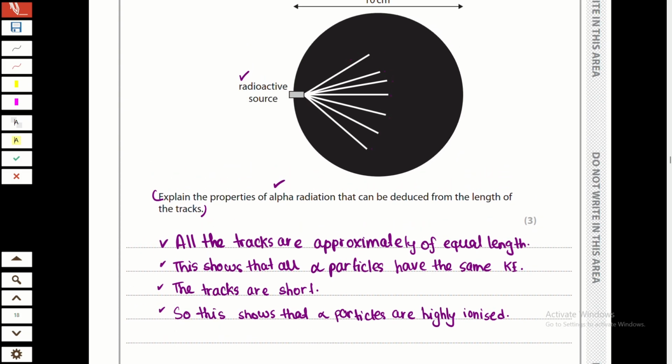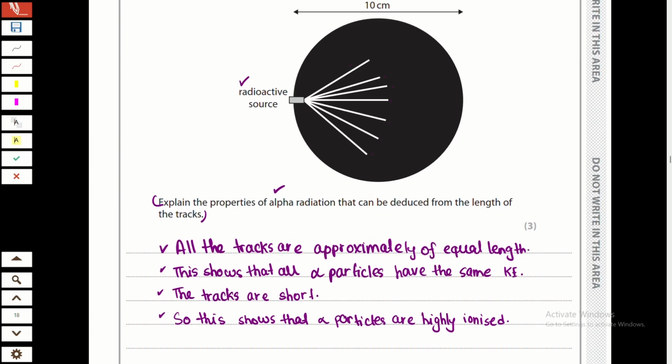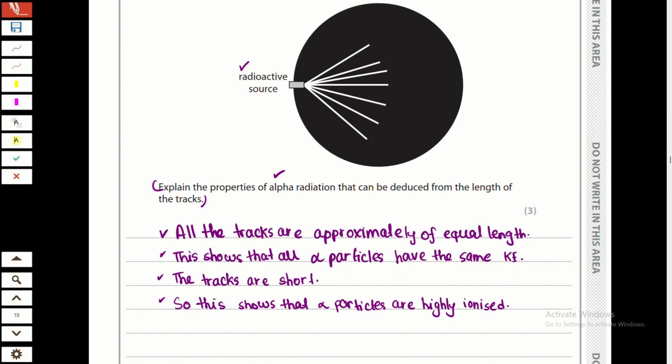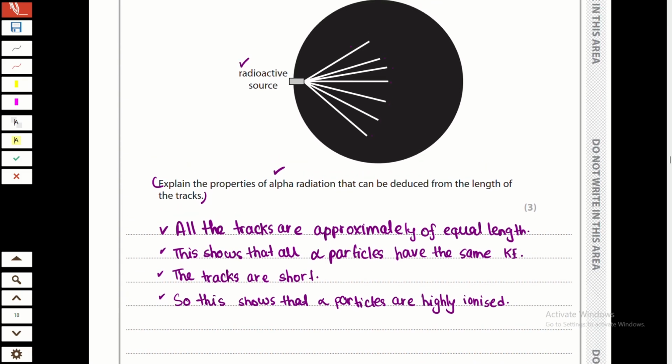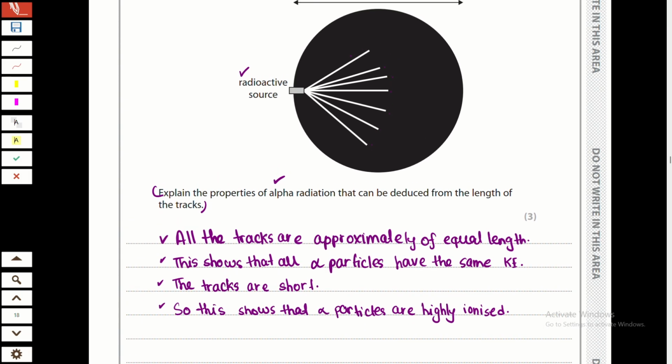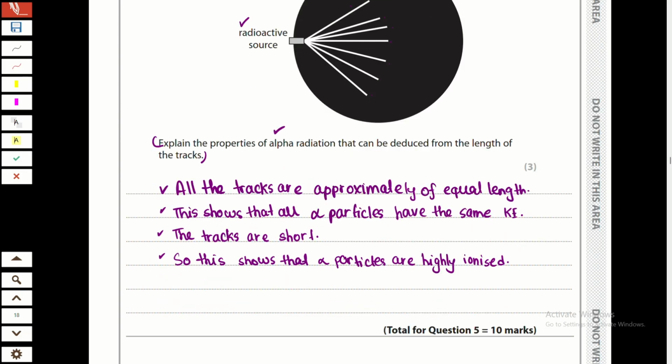So these were the observations that could be deduced from the length of the tracks. One was that the tracks were of equal length, and the other was that the tracks were short. And the corresponding properties that could be understood from these observations were written. One was that all the alpha particles have the same kinetic energy, and the other was that the alpha particles are highly ionizing.